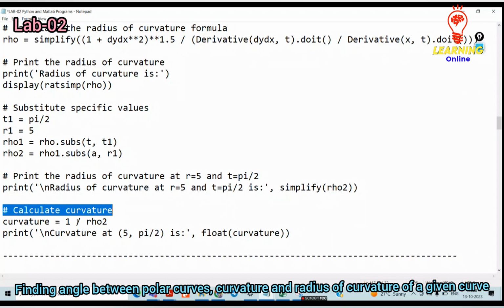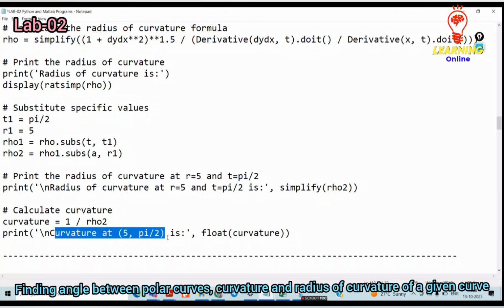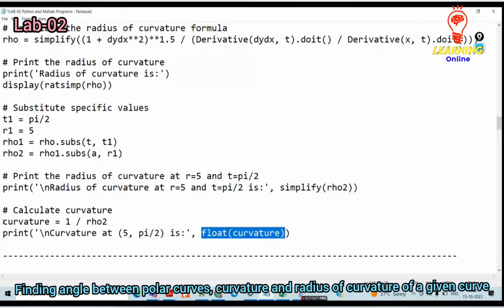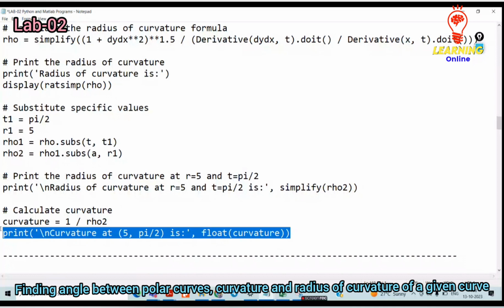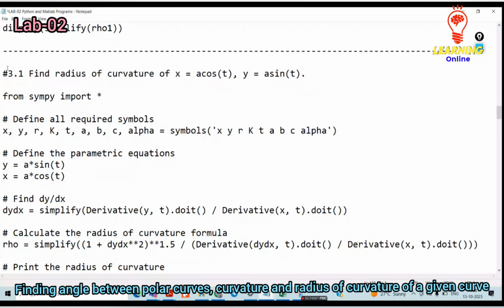Okay, then calculate the curvature. Curvature is equal to 1 divided by rho2. The curvature is the reciprocal of rho, and that is how the curvature of the curve is defined. Curvature is equal to 1 divided by rho2. Print, backslash n, curvature at the particular point 5 and pi by 2 is the float of curvature. Whatever floating decimal values are there should be displayed as output. Because of that reason, I use this print.